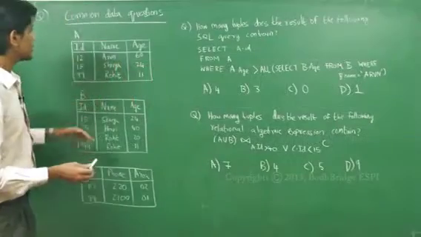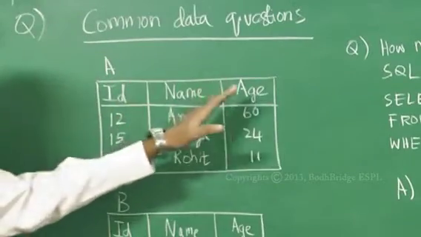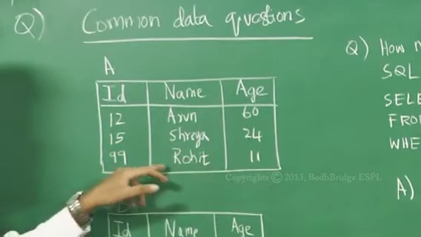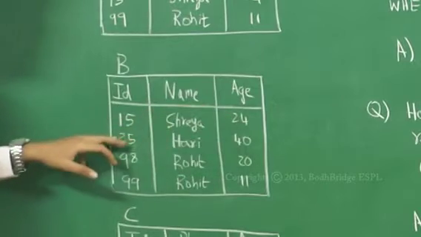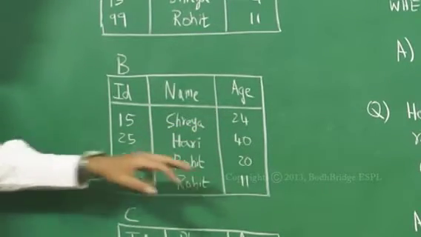This is a common data question. There are three tables. Table A: ID, name, age: 12, Arun, 60; 15, Shreya, 24; 99, Rohit, 11. Table B: 15, Shreya, 24; 25, Hari, 40; 98, Rohit, 20; 99, Rohit, 11.